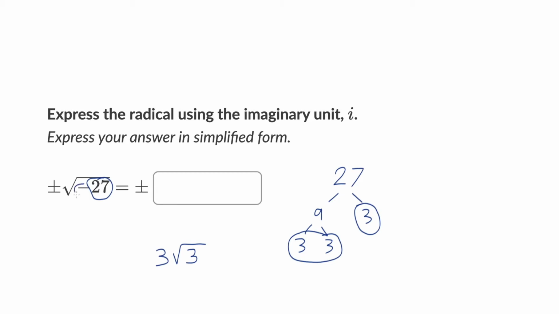And of course, there should be a negative here, so we're going to multiply by I. You can either write the I right here, or you can write it right here. Now this looks a little bit cleaner. So pretty much the answer is 3i times the square root of 3.